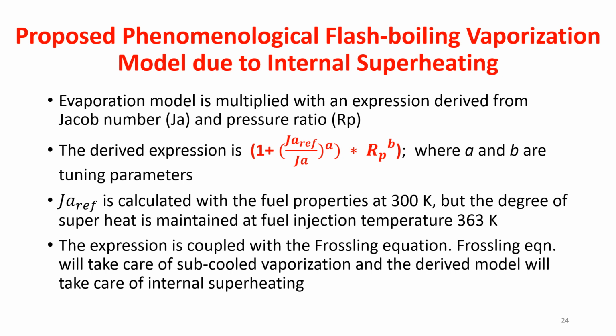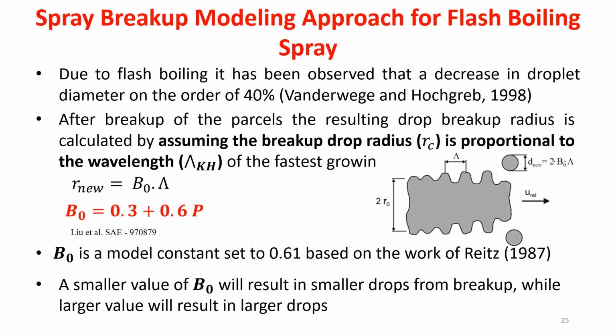In order to consider the superheating effects, we then multiply the Jakob formulation with the pressure ratio, which is defined as the saturation pressure of the fuel divided by the chamber pressure. This equation is coupled with the existing Frossling equation, which acts as a subcooled vaporization model, and the derived expression takes care of the internal superheating. As seen in the earlier slides, the breakup phenomenon of the flash boiling spray is different from that of the normal spray.